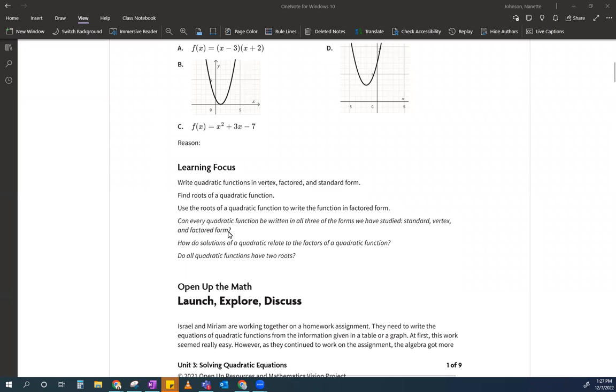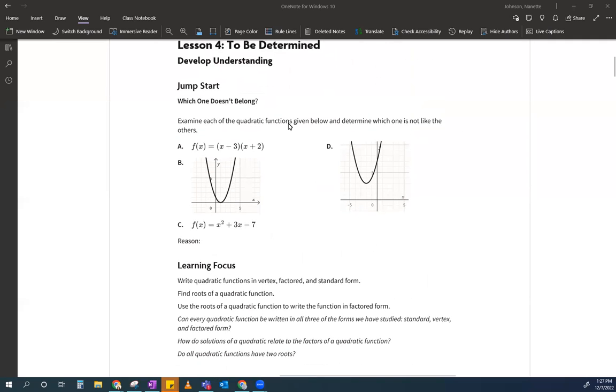So this one says, can every quadratic function be written in all three of the forms we have stated, right? Standard, vertex, and factored. And the answer is yes or no. The next question is, how do solutions of a quadratic relate to the factors of a quadratic function? This is really important. And some of you already know this answer. That's awesome. And do all quadratic functions have two roots? Some of your clues are right in this beginning page here.